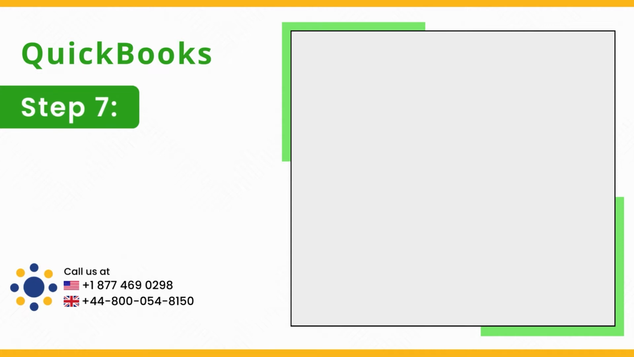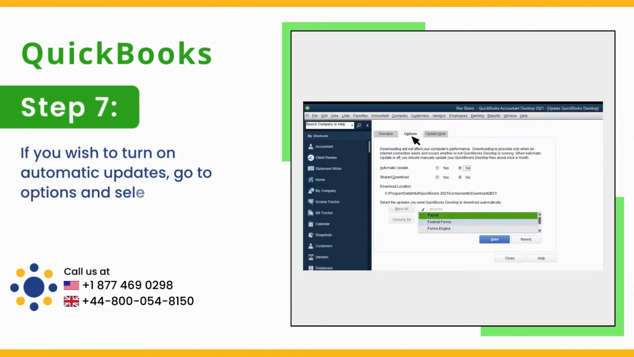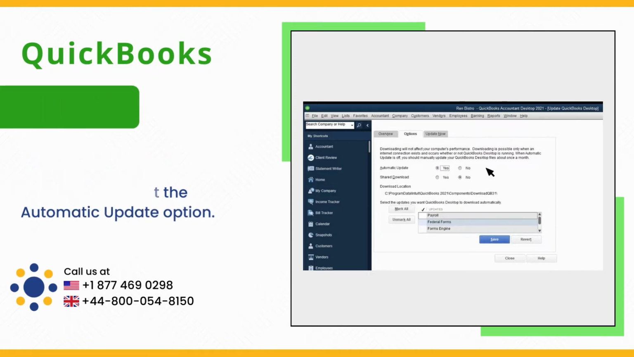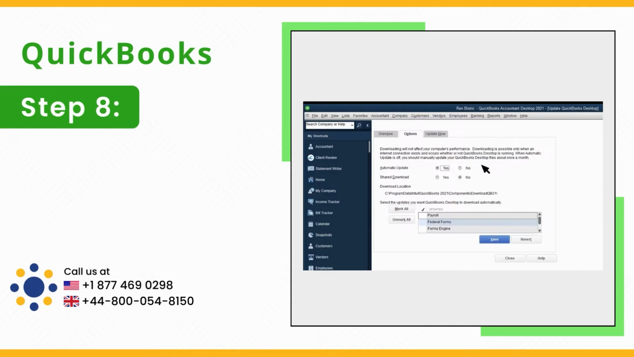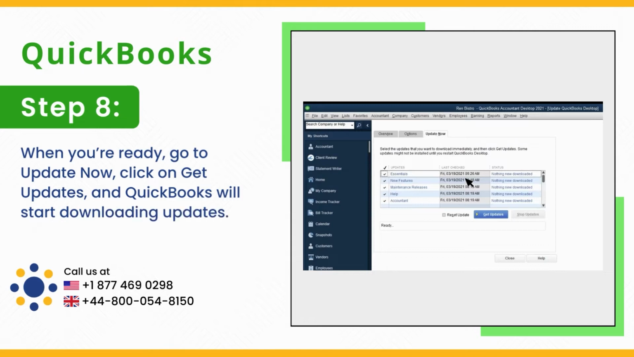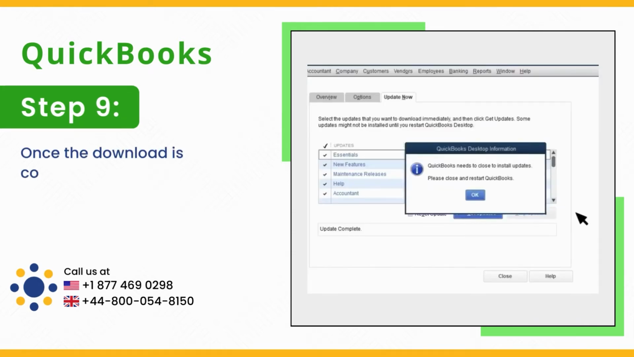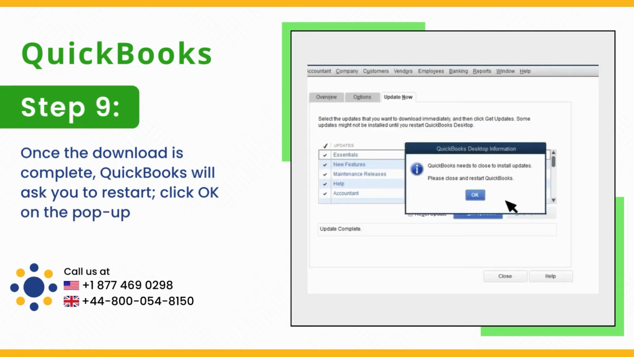Step 7. If you wish to turn on automatic updates, go to Options and select the Automatic Update option. Step 8. When you're ready, go to Update Now, click on Get Updates, and QuickBooks will start downloading updates. Step 9. Once the download is complete, QuickBooks will ask you to restart. Click OK on the pop-up.